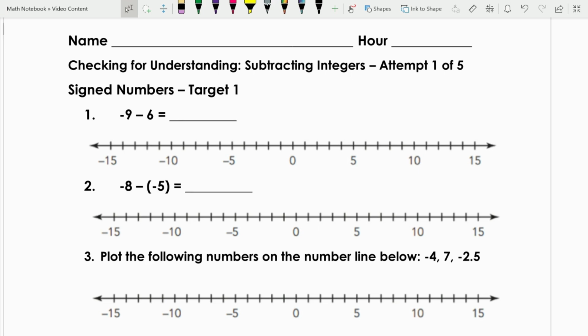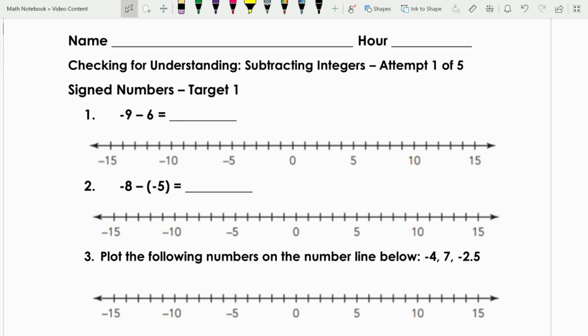Hey everybody, this is just a quick video explanation for those of you who may still be struggling with how to subtract integers. So this was the first attempt on our quiz of subtracting integers, and I'm just going to walk through this and show you what you should have gotten.